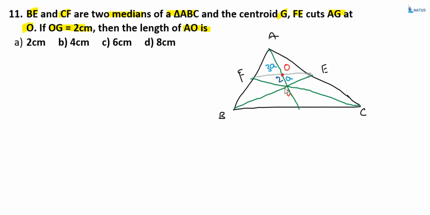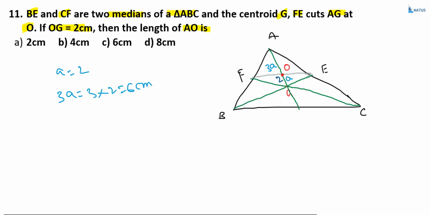Now, the length of OG is equal to 2. And what is the length of AO? That is equal to 3 into 2, because here A is equal to 2. 3A is equal to 3 into 2, that is equal to 6 centimeters. Option C is the correct answer.